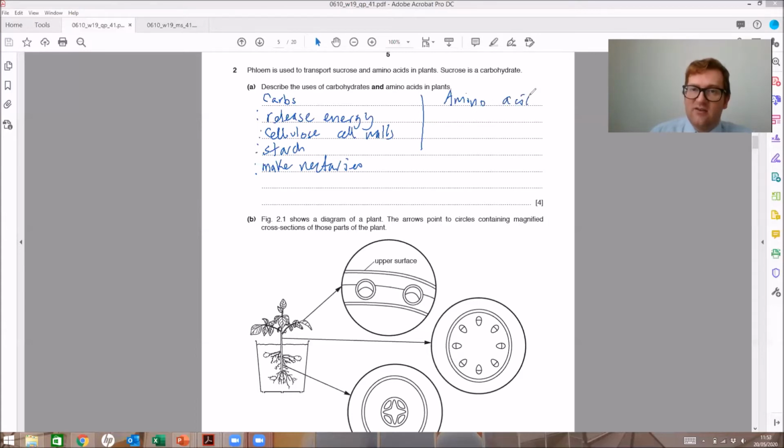So amino acids are very important. Amino acids are used to make protein. So they make protein for growth.